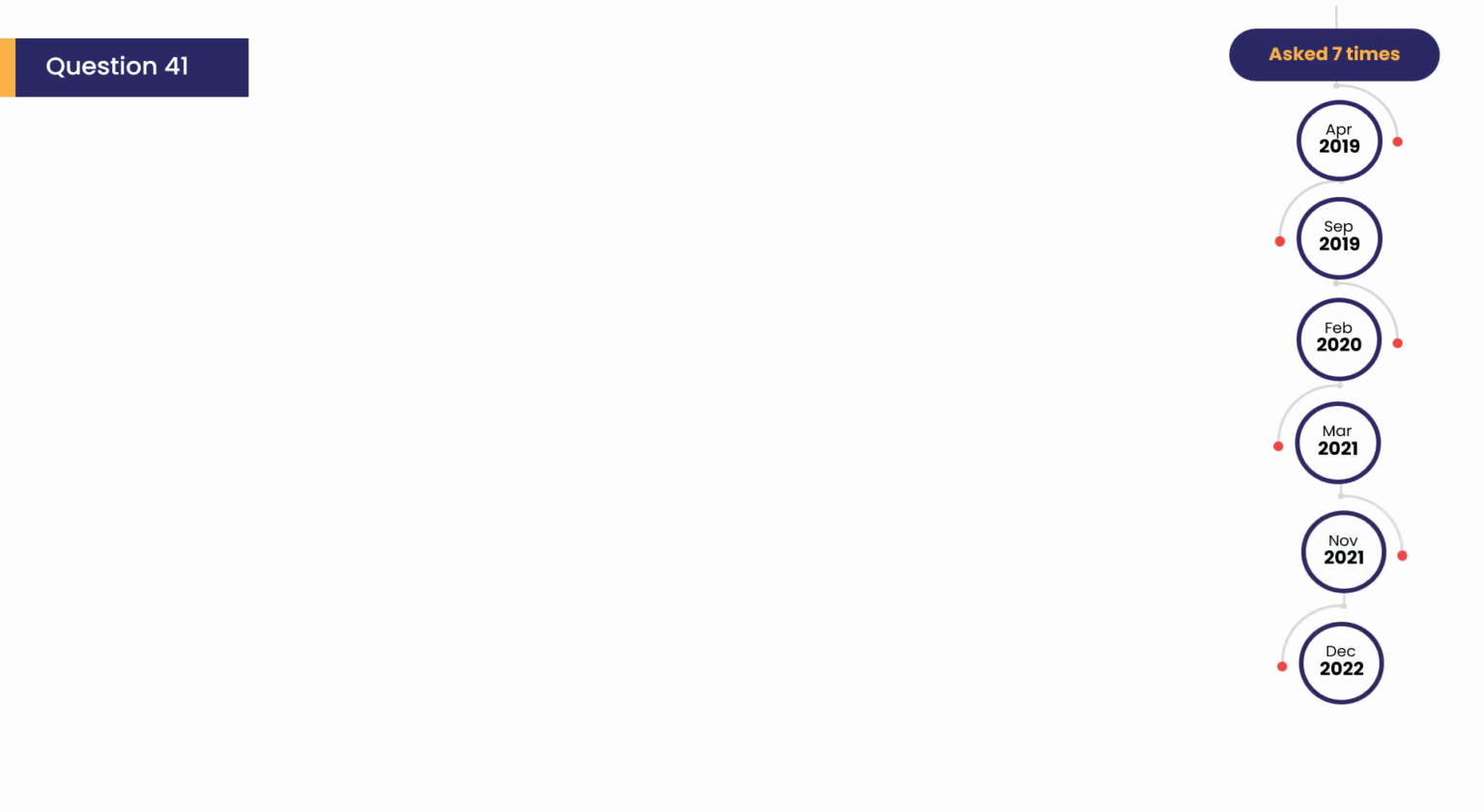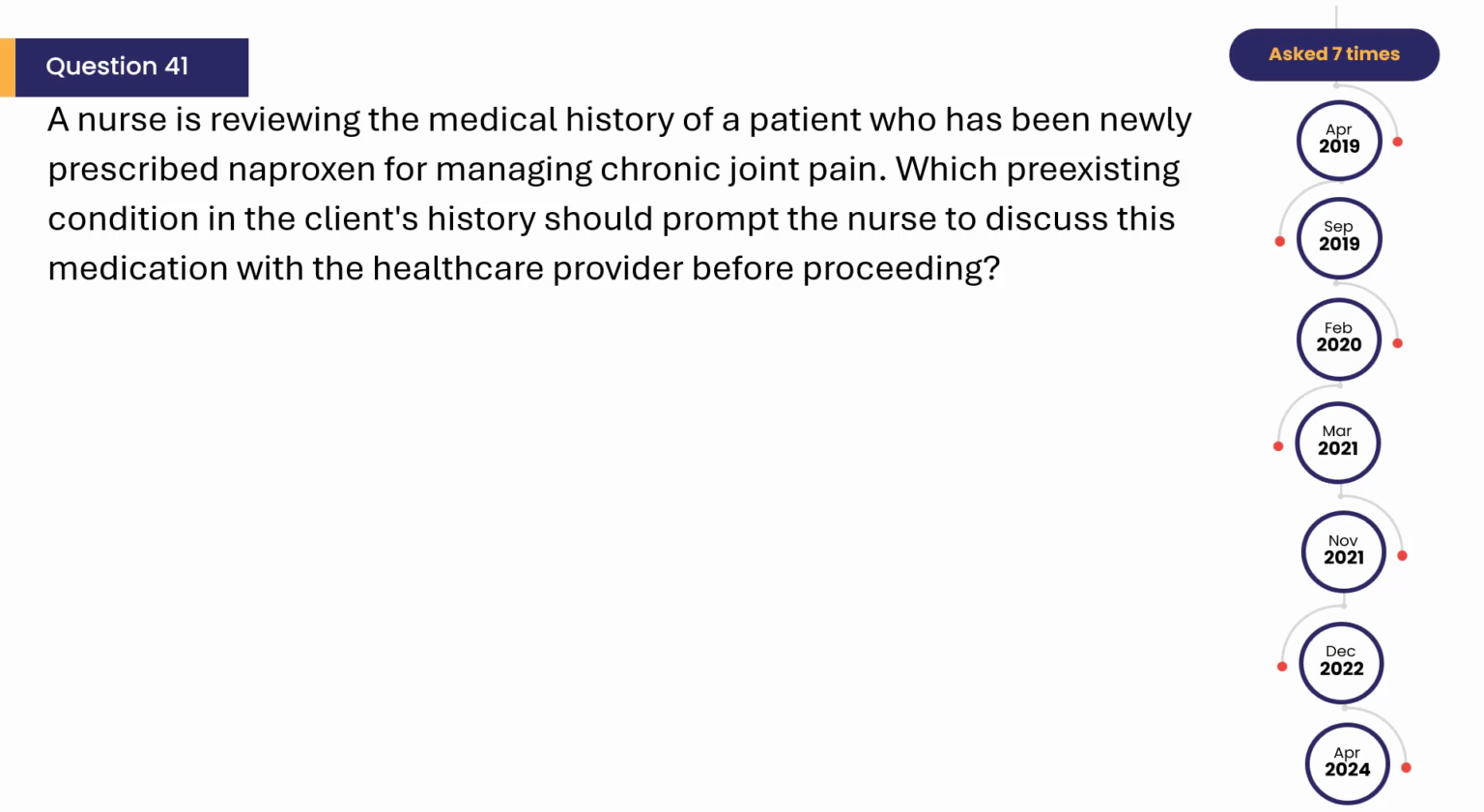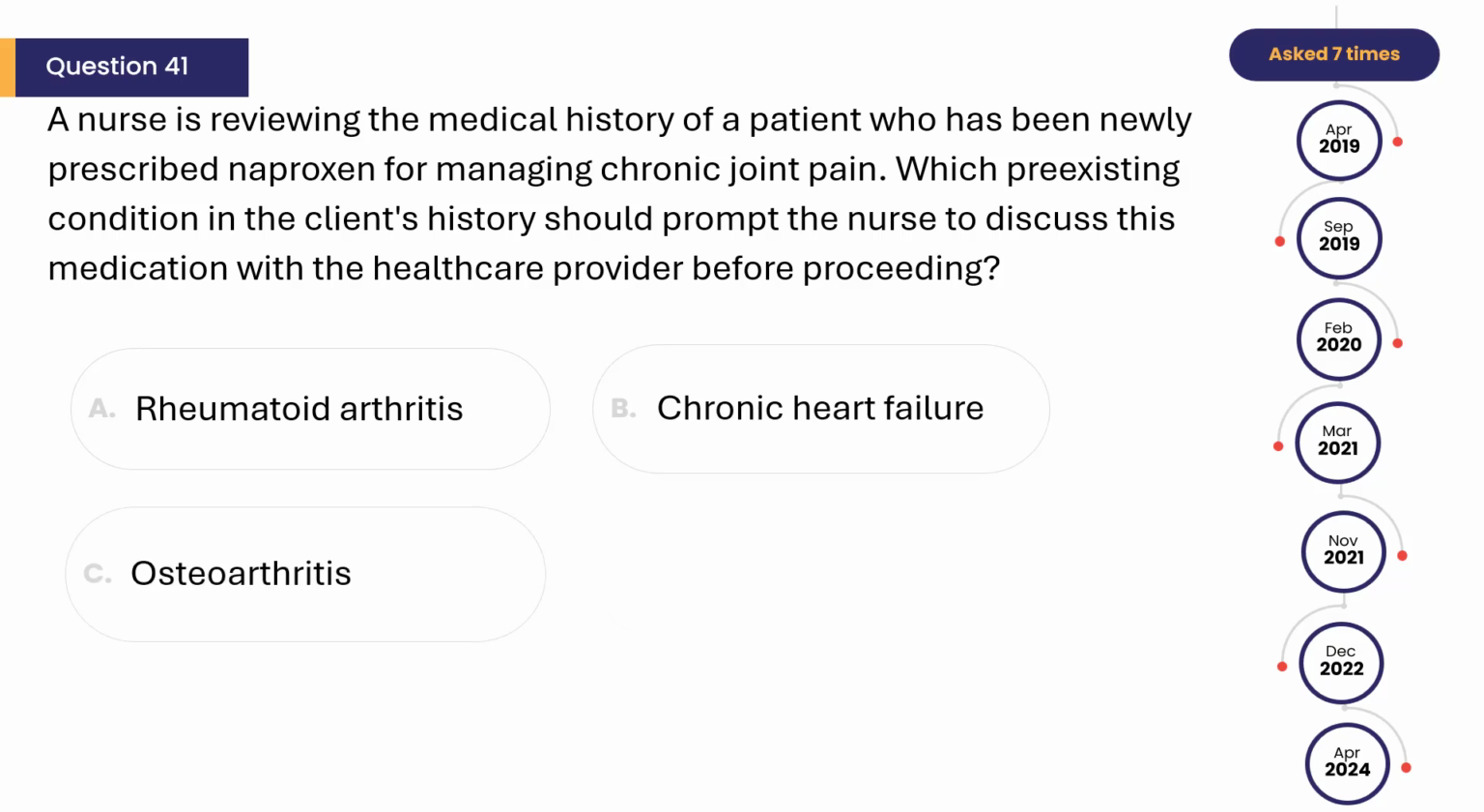A nurse is reviewing the medical history of a patient who has been newly prescribed naproxen for managing chronic joint pain. Which pre-existing condition in the client's history should prompt the nurse to discuss this medication with the healthcare provider before proceeding? A. Rheumatoid arthritis. B. Chronic heart failure. C. Osteoarthritis. D. Psoriatic arthritis. The correct answer is B.